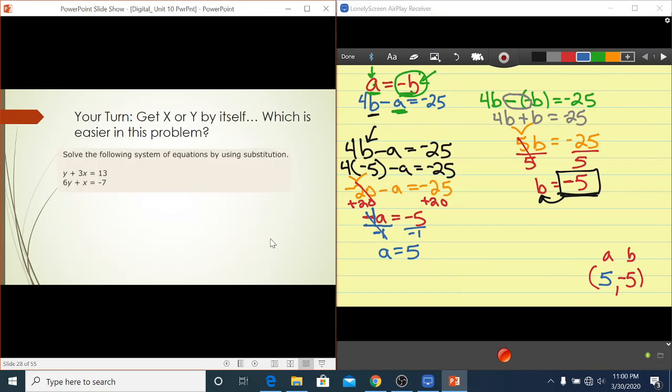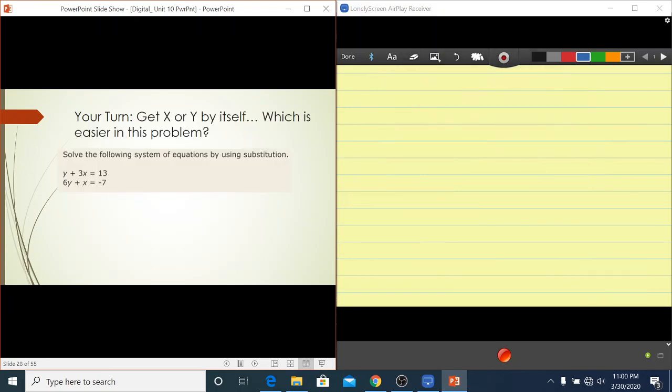Okay, so take a look at our next problem here. y plus 3x equals 13. And then 6y plus x equals negative 7. All right, so if we're taking a look at this, try to be strategic again.